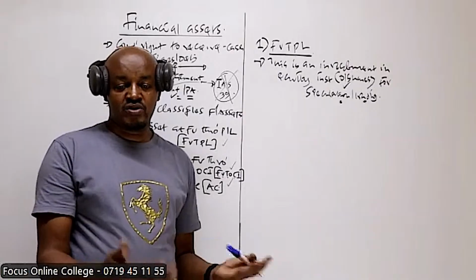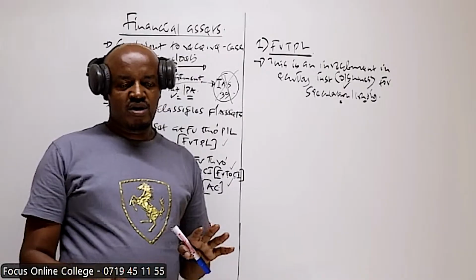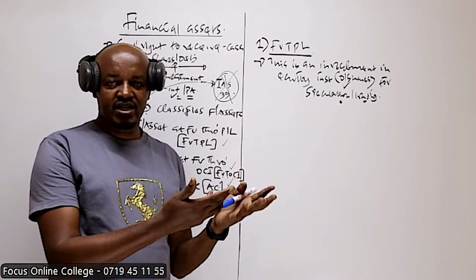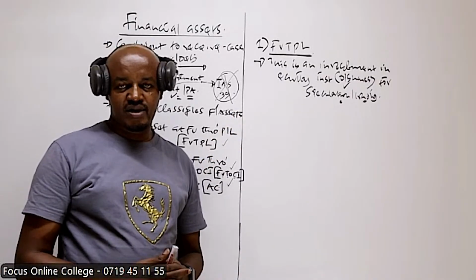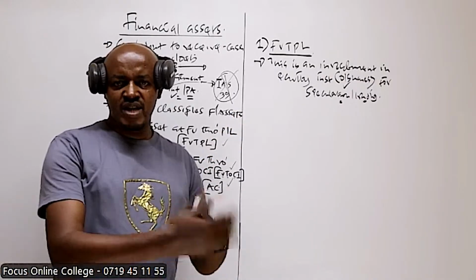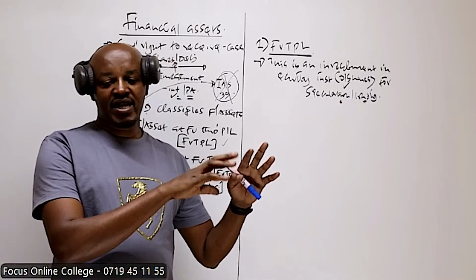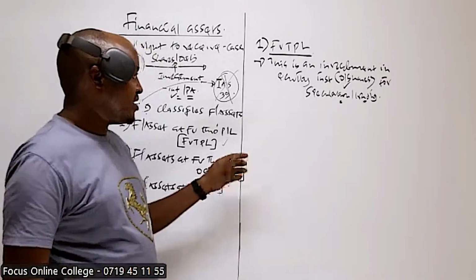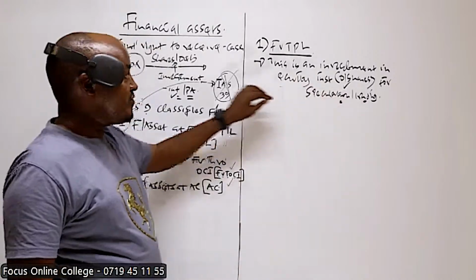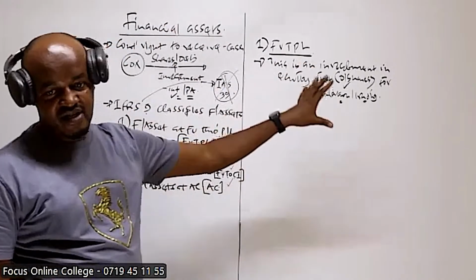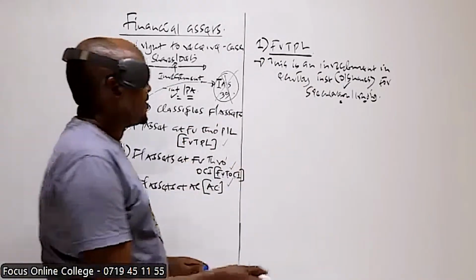For example, today you can buy shares trading at a price of 5 bob. You are buying those shares hoping that their market price will increase in the near future, and then you sell them. So if you're buying shares not to earn dividends, but to sell them once their market price increases, we say that you have bought shares for speculation or trading. That is a financial asset at fair value through profit and loss.